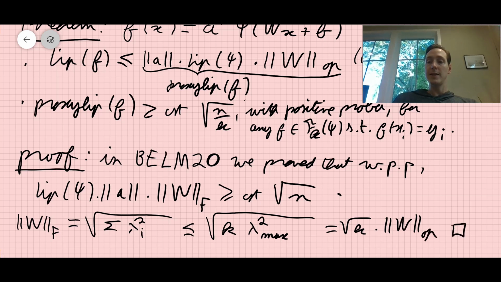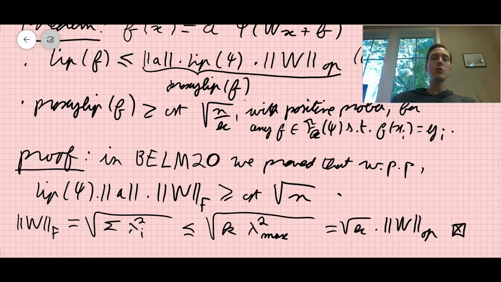Okay, and that's it. That's the end of the proof, right? Because now, combining those two inequalities, the Frobenius norm is smaller than square root k times the operator norm. So if I replace the Frobenius norm by the operator norm, I just replace the right-hand side by square root n over square root k, which is exactly what we want. So again, this theorem has a super simple two-line proof.